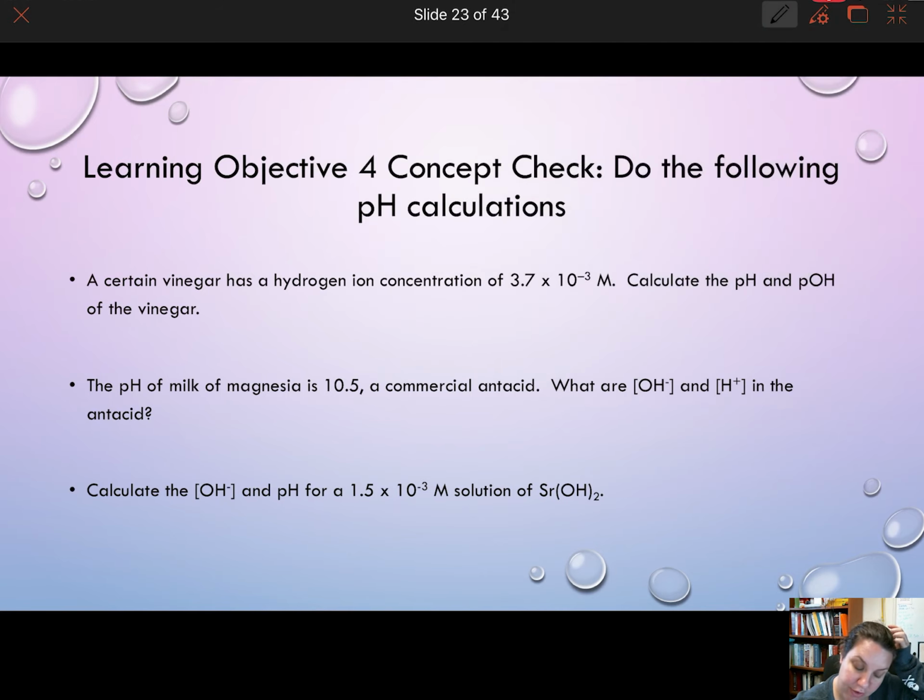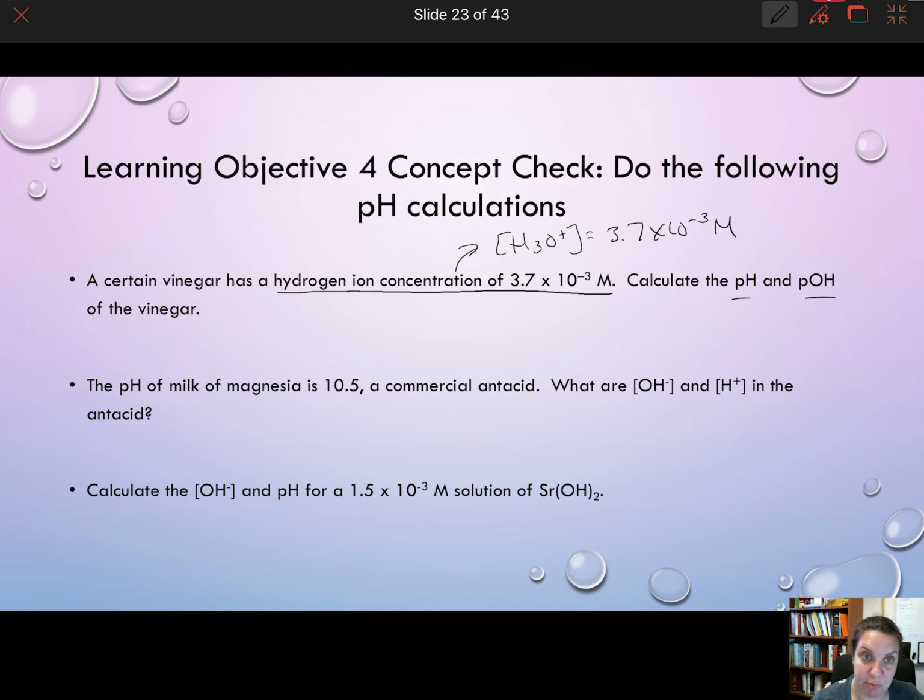So, we've got vinegar. Vinegar has a hydrogen ion concentration of 3.7 times 10 to the negative 3. So this tells us that our H3O+ concentration is equal to 3.7 times 10 to the negative 3. And we want to calculate pH and pOH. So pH is pretty easy. We say pH is equal to negative log H3O+. So it's equal to negative log 3.7 times 10 to the negative 3, which gives us a value of 2.43.